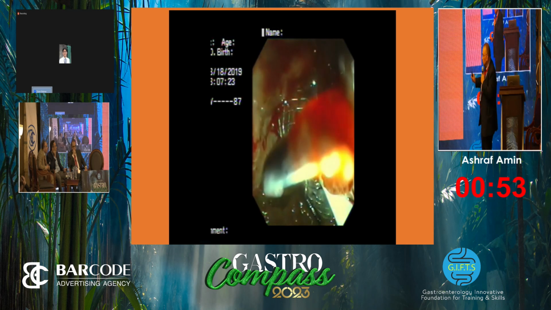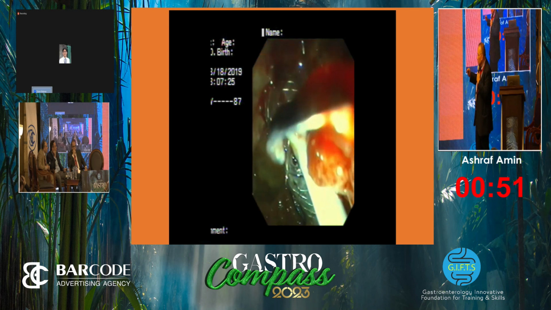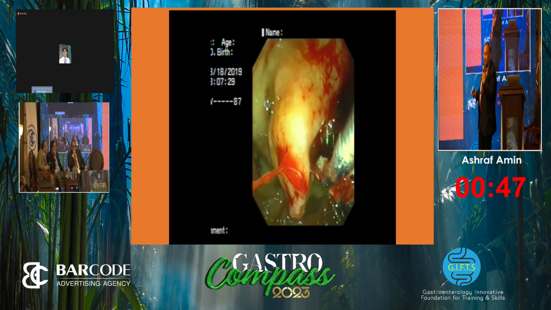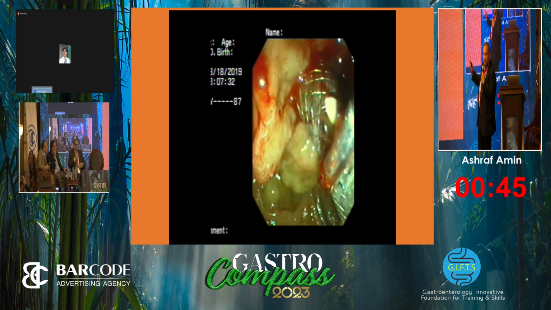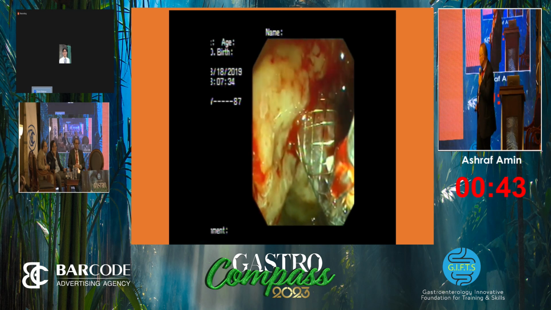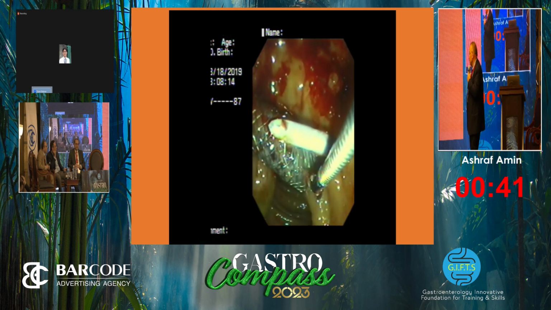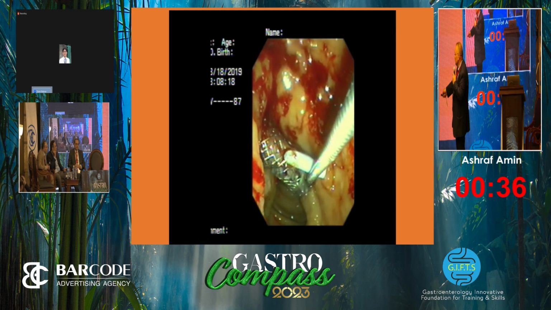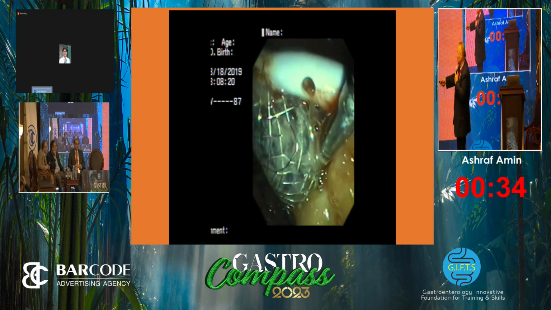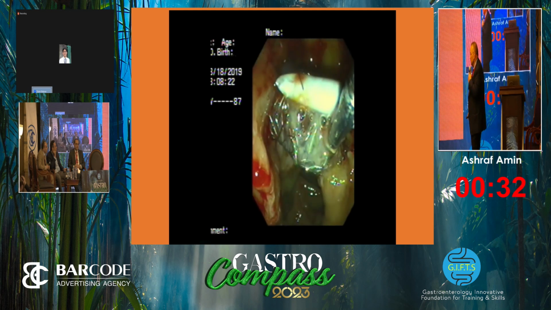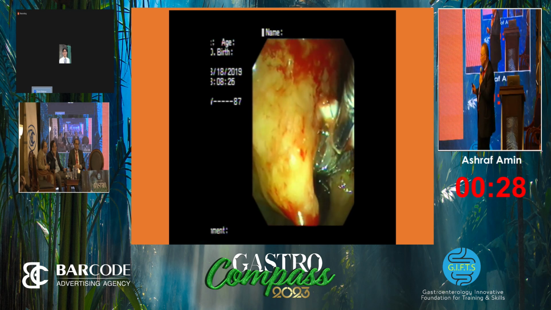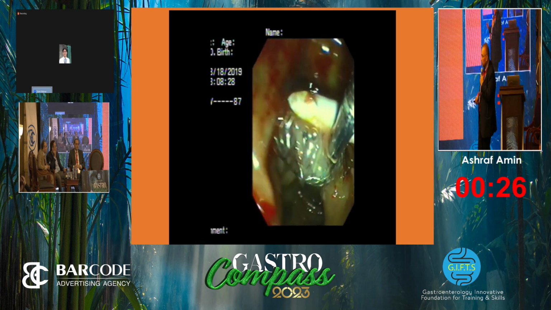First, I tried to move the metallic stent, but it was really impacted in the duodenal wall. So I was afraid that perforation might happen, so I stopped. You see the stent here, the migrated stent. This is the duodenal wall, and this is the migrated stent from the papilla. I caught the metallic stent, it did not move, so I was afraid to cause a perforation, so I stopped.